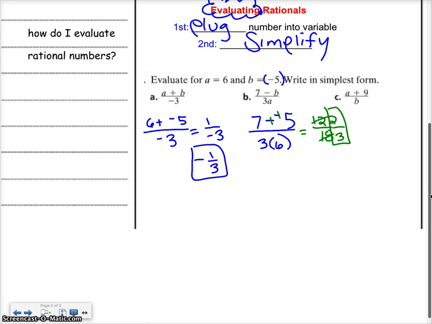A plus 9 over B. 6 plus 9 over negative 5. 15 over negative 5. Hey, it's division. A fraction represents division. That's really what it is. 15 divided by negative 5 is negative 3. And we are done.